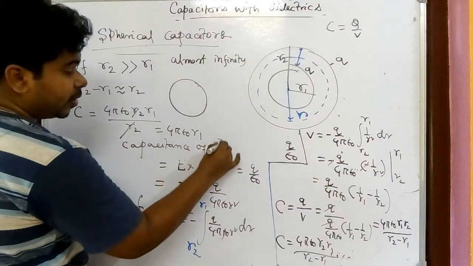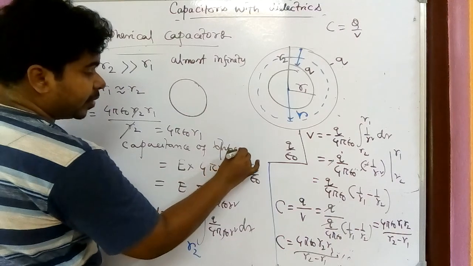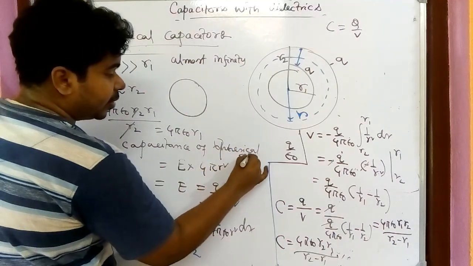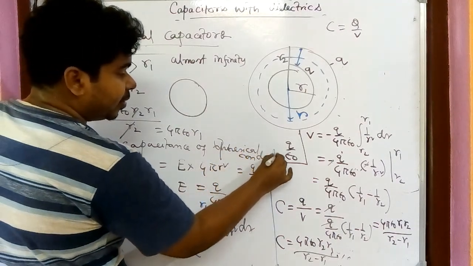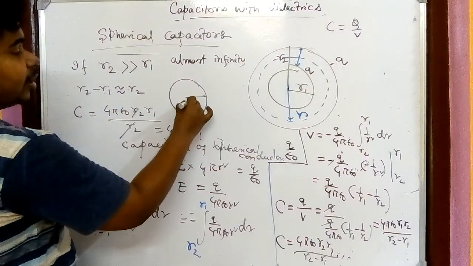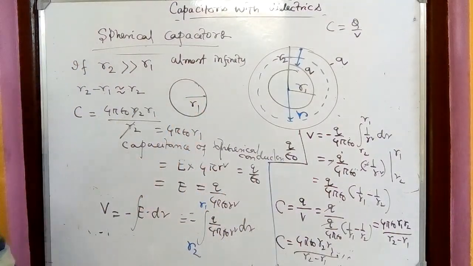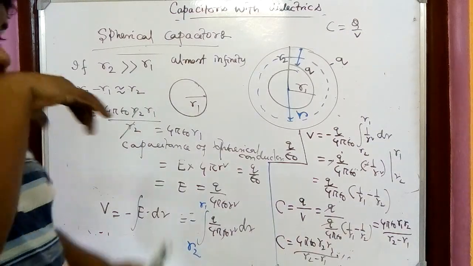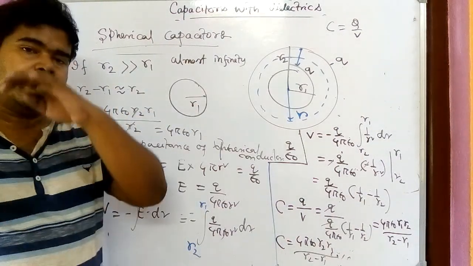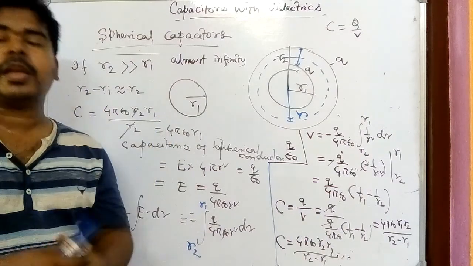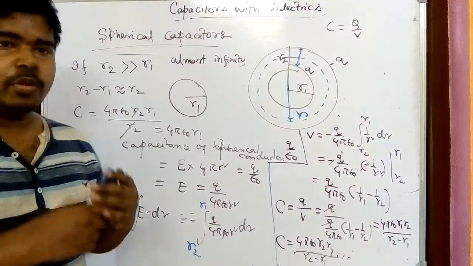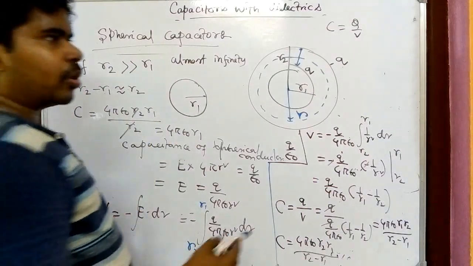That is the capacitance of a spherical conductor, which we have done earlier: if the radius is R1, it is 4 pi epsilon naught R1. Just like that, we can find the capacitance of a cylindrical capacitor also. We will not do it here; that will be your task.